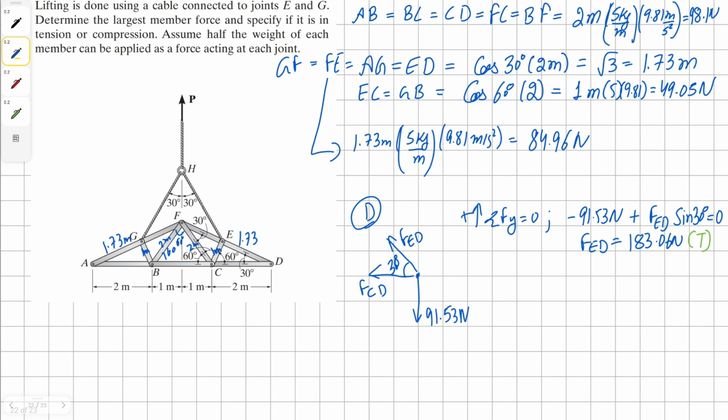Now let's sum the forces in the x direction. We're going to have unknown member CD in the negative direction, and then the horizontal component of member ED, which is 183.06 Newton times cos 30 degrees. So for CD, we get a solution of negative 158.53 Newton. This means we assumed a vector in the wrong direction. Switching it over, we get our solution in positive, and it also tells us that this member is in compression.